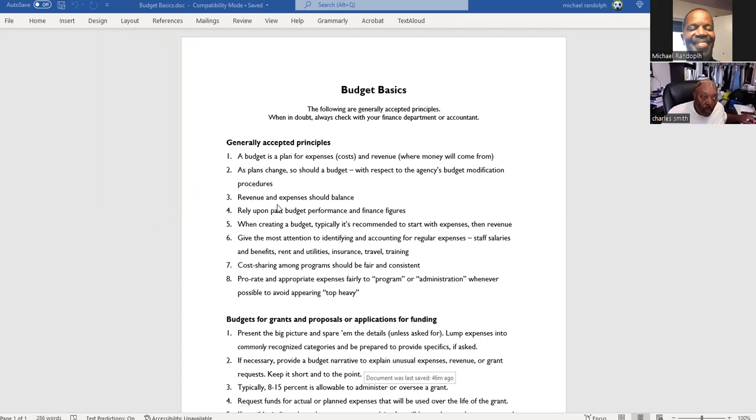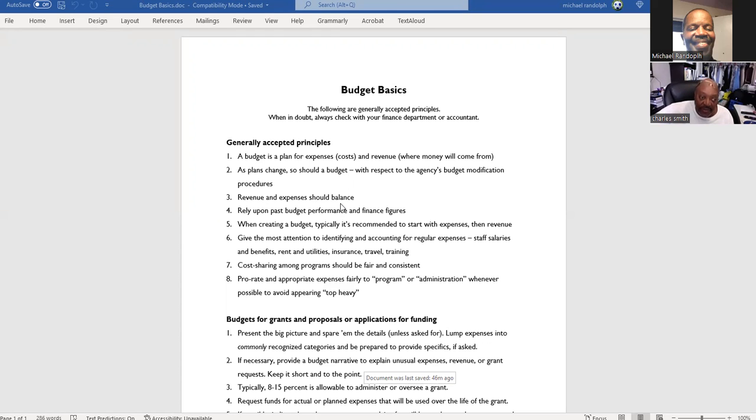The other thing is that revenue and expenses should balance. That is, income and expenses should balance. If expenses are more than income, what do we have? Expenses more than income? We probably need to close our door. Yeah, you bet. We ain't got enough money. We don't have enough money to operate.